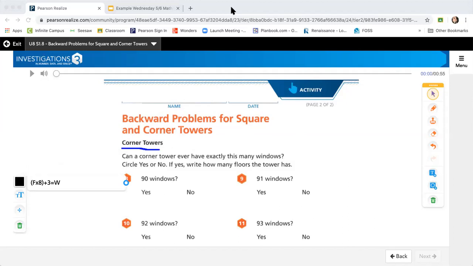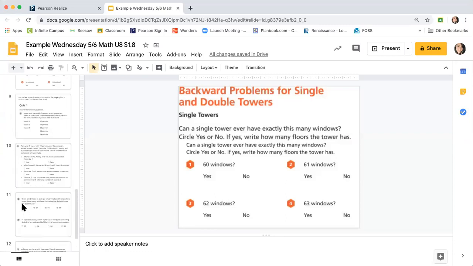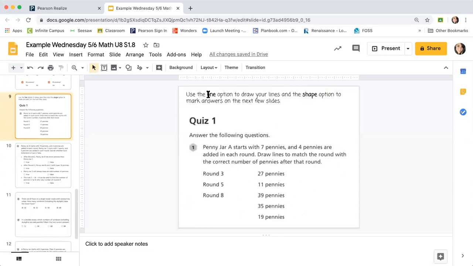When you're finished with your practice, there is a quiz, but please, no worries. It's only 5 questions. So let me share with you how to answer questions on the quiz. All right, so for the quiz, it says to use the line option or the shape option to mark your answers. Where are the line options and the shape options, Mrs. Austin? Well, if you take your little mouse and hover over, you have all these options up here.